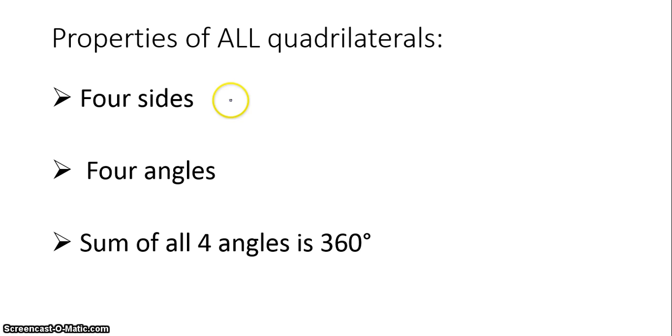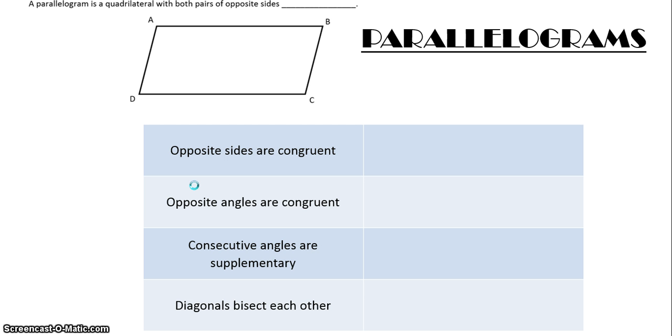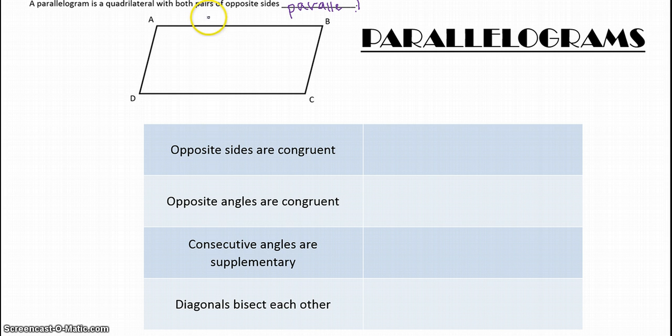Properties of all quadrilaterals. They have 4 sides. They have 4 angles. And as we looked at earlier this week, the sum of those 4 angles is going to be 360 degrees. A parallelogram is a quadrilateral with both pairs of opposite sides parallel. You can mark that they're parallel with the arrows. So these 2 sides having the double arrows means those 2 are parallel. Even with the single arrow, it just identifies that those 2 sides are parallel.